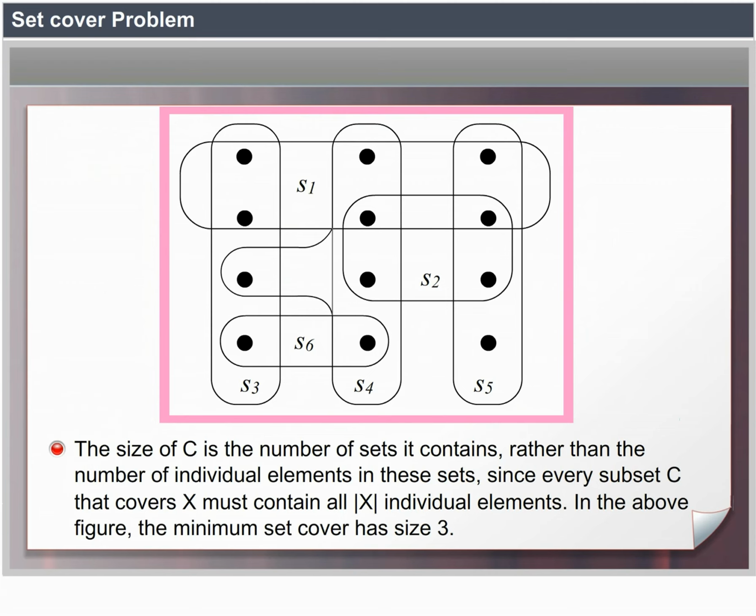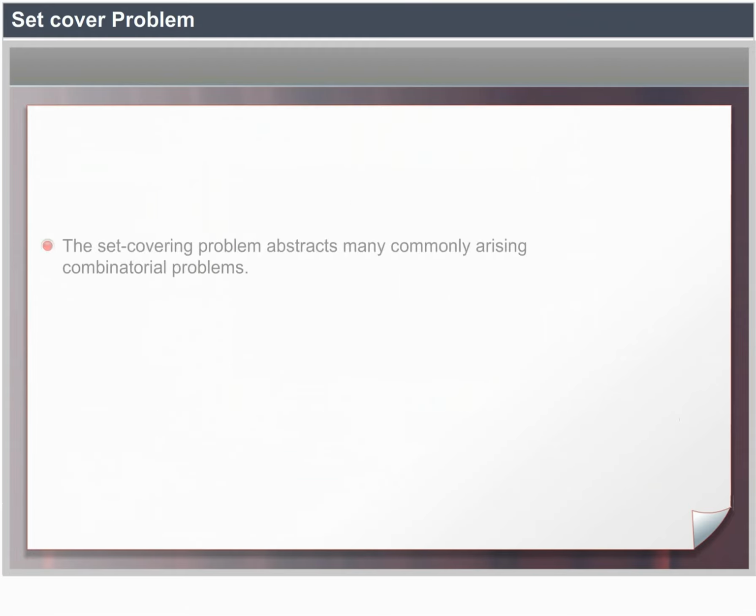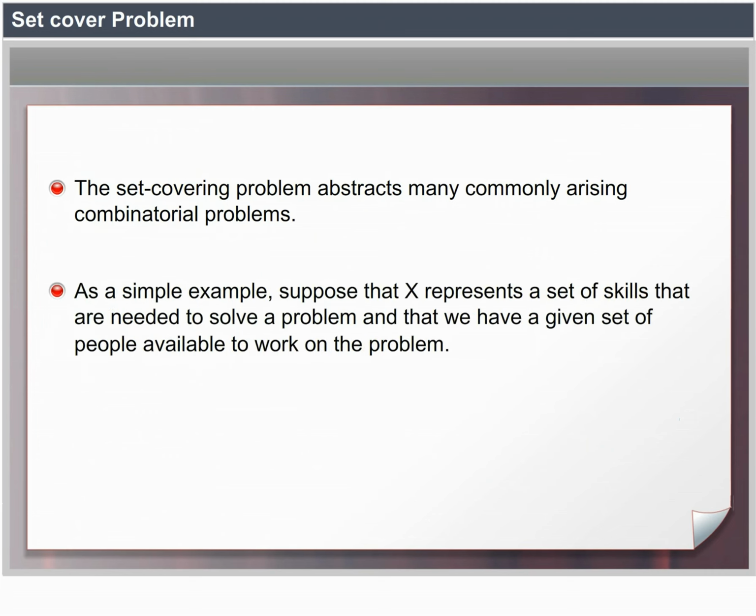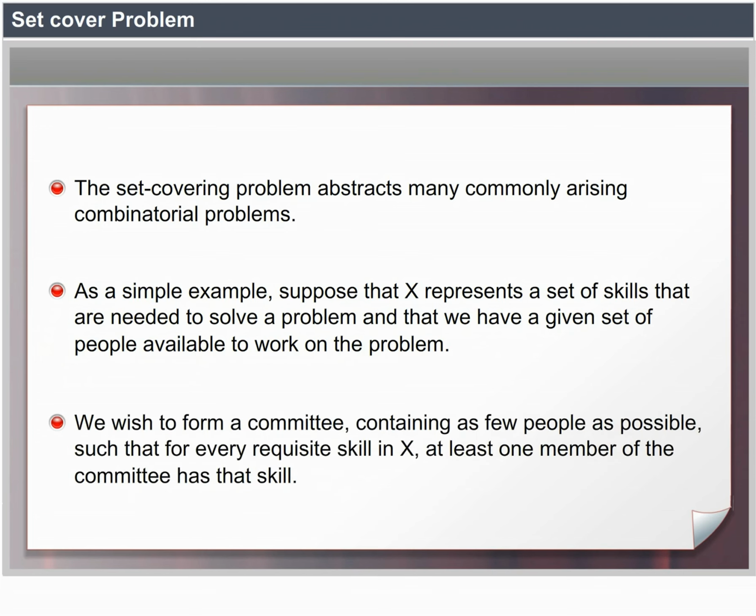The set covering problem abstracts many commonly arising combinatorial problems. As a simple example, suppose that X represents a set of skills that are needed to solve a problem and that we have a given set of people available to work on the problem. We wish to form a committee containing as few people as possible, such that for every requisite skill in X, at least one member of the committee has that skill.